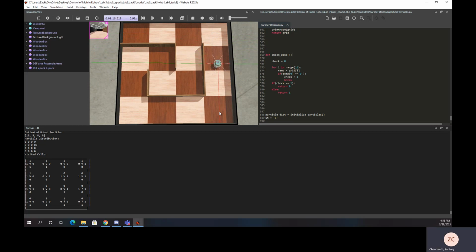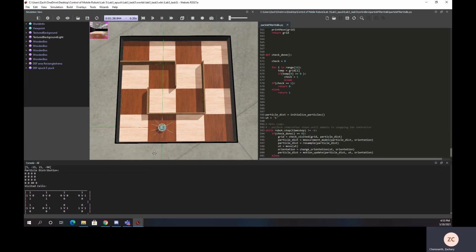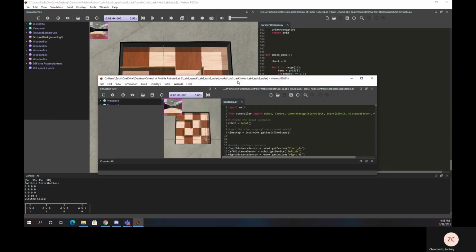So as you can see, the robot's making its final motions as it's moving to the end. We can still see the particles moving with the robot. And then once it sees that, after it finishes its motion, it's visited all the cells, it's going to go ahead and stop the program successfully. And then that's the end of that program. So this was the non-noise solution. Let's go ahead and look at the noise solution.